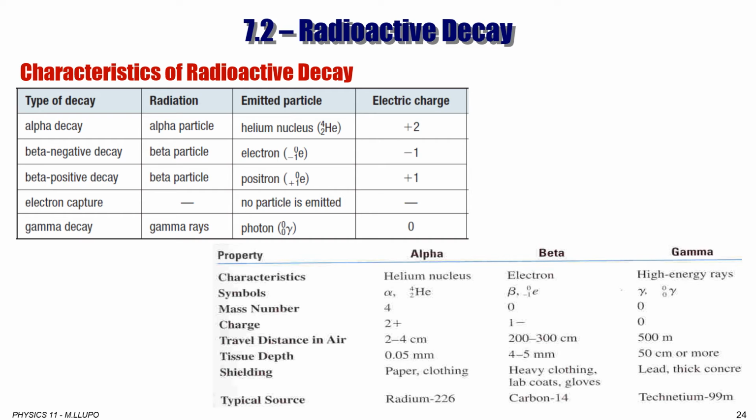It's protected. A typical source of the radiation is radium-226. For beta decay it is carbon-14. We mentioned that it decays into nitrogen. And for gamma, technetium-99m, which is the one that we actually use for thyroid treatment.